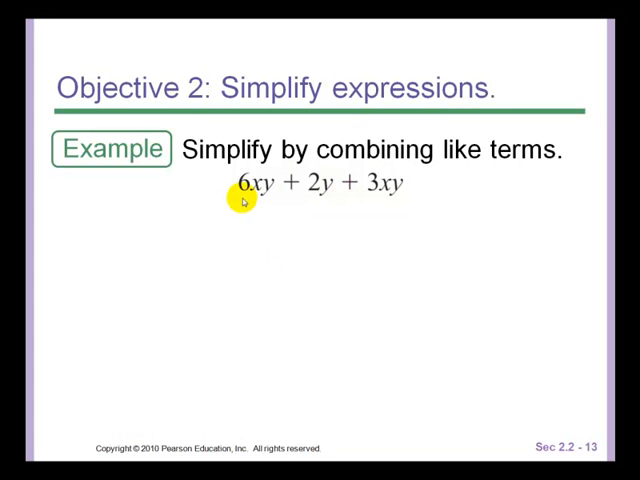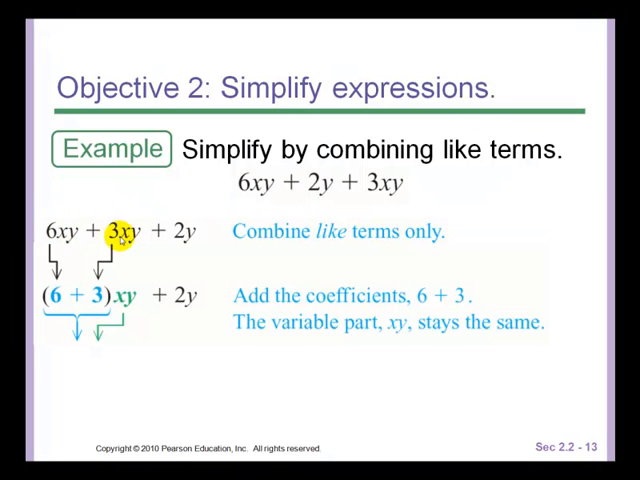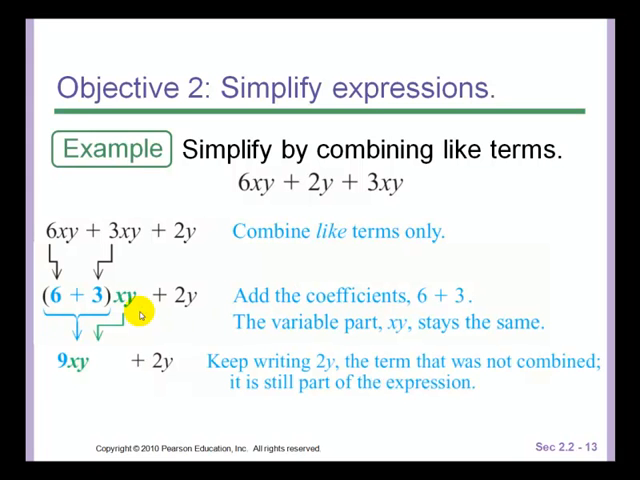Another example. Simplify by combining like terms. Again, we are only combining the like terms. So 6xy and 3xy are the like terms. 2y, this term does not have an x, so it cannot be combined. We will add the coefficients, 6 plus 3. The xy will stay xy.